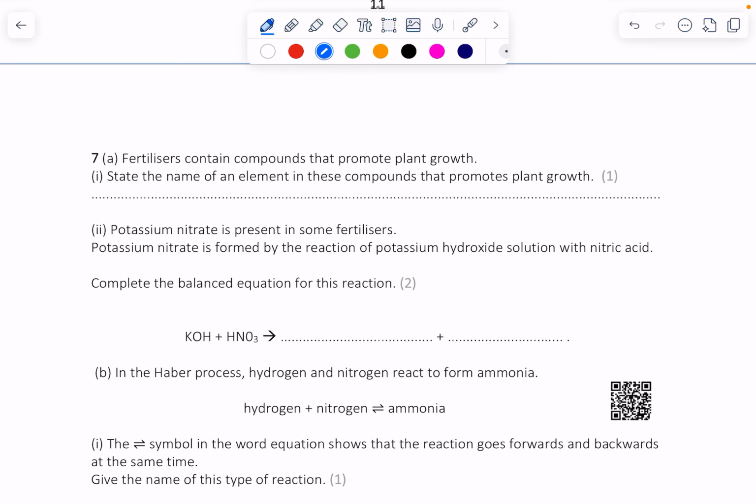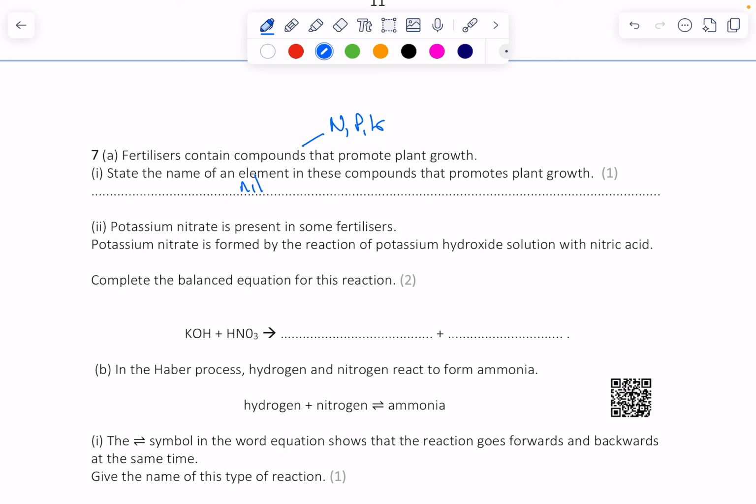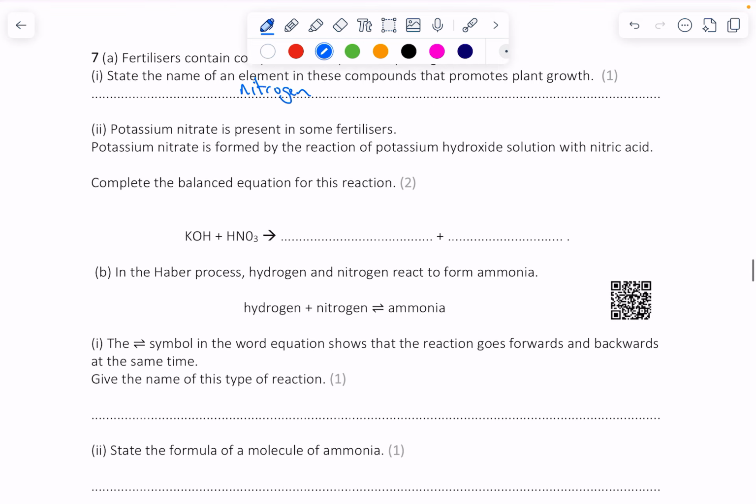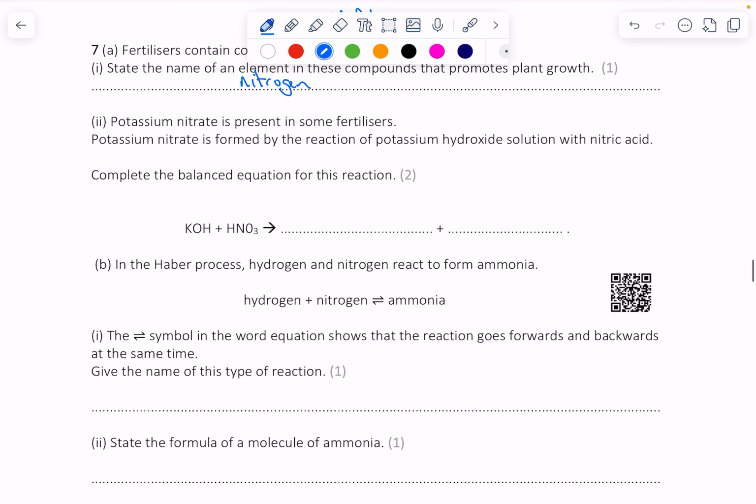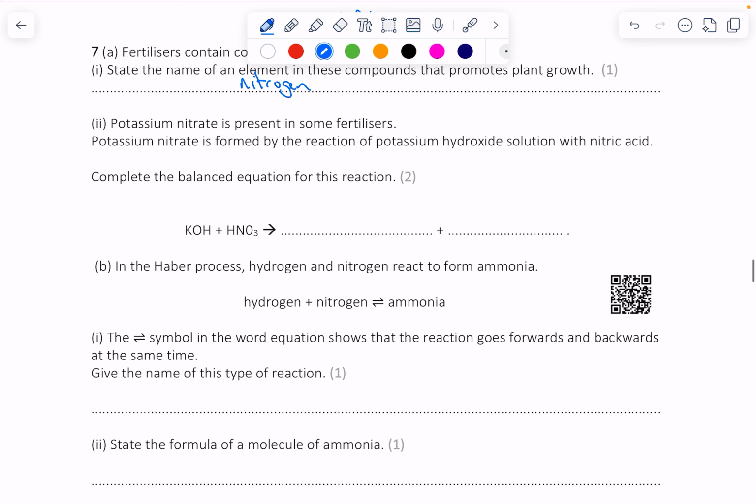So the fertilizers contain three elements. You remember, again, core knowledge, called NPK fertilizers, and the NPK stands for the three elements: nitrogen, phosphorus, and potassium. So any one of those three could be put in here. I'm just going to put nitrogen down as the answer to that particular question. Okay, we've got to complete the equation.